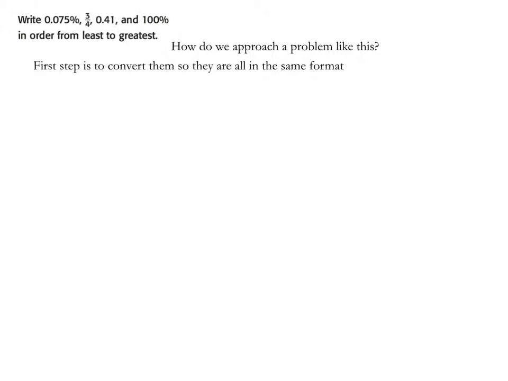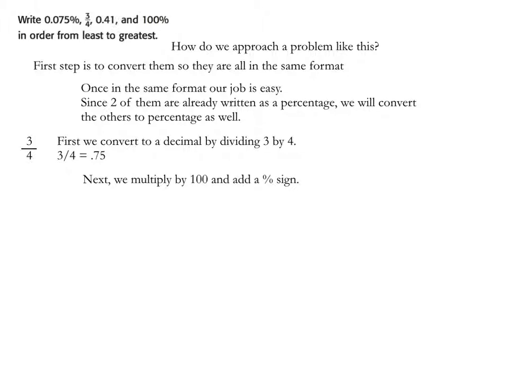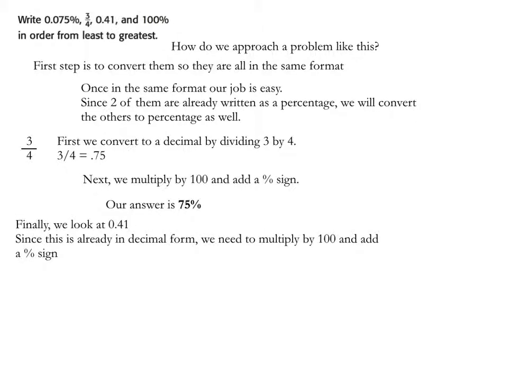The first step is to convert them so they are all in the same format. Now we look at that, we have 2 that are already written as a percentage. So let's convert the other 2 to percentages as well. We have 3/4. First we convert to a decimal by dividing 3 by 4. 3 divided by 4 equals 0.75. Then we multiply by 100 and add a percent sign. So we have 75%.